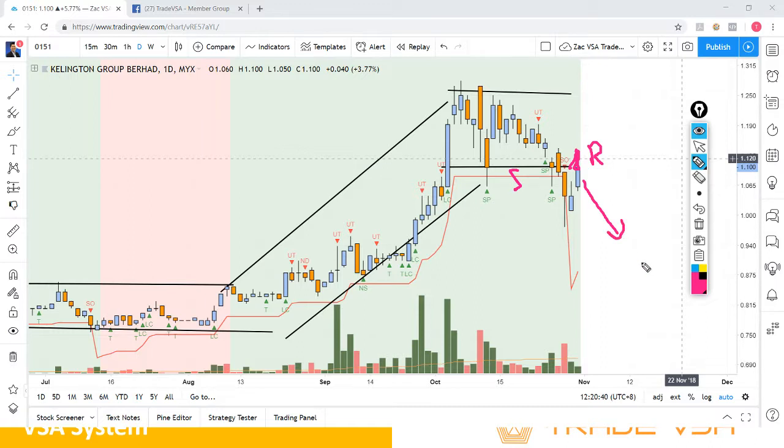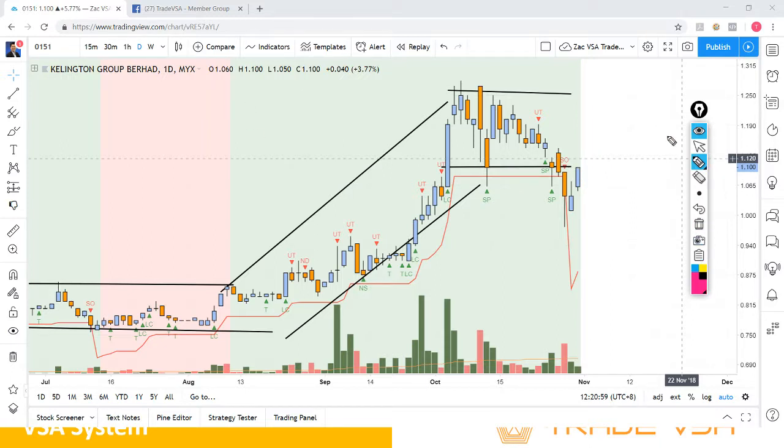Do take note, for members that are still holding Kellington's. I would like to see if it can break above, to show me that at least smart money still has the intention to support this level by staying above the support level.